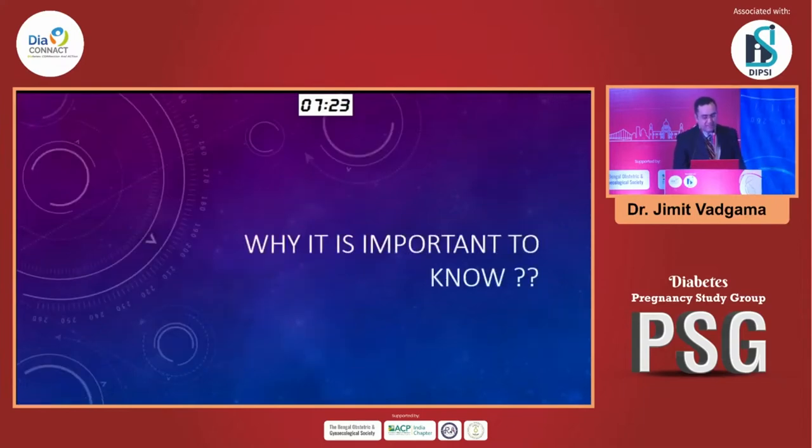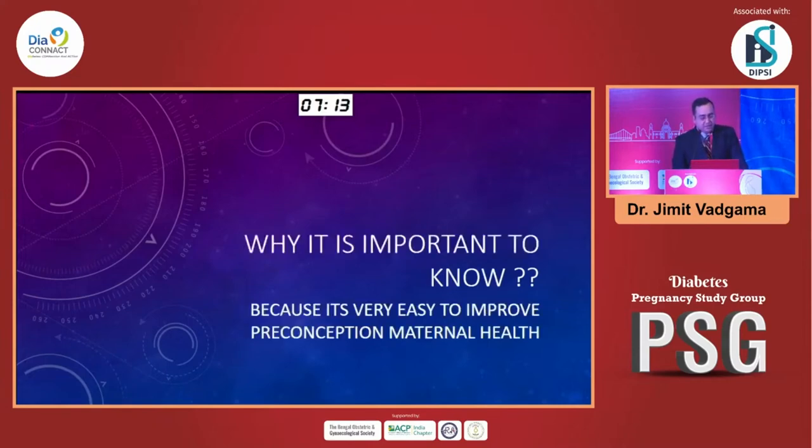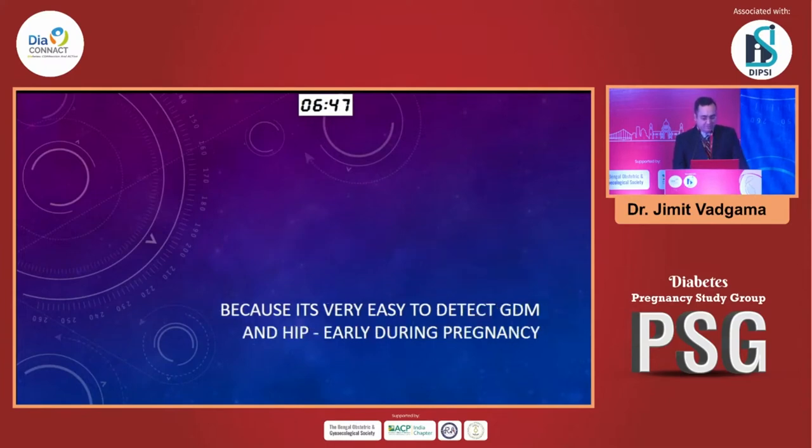Last part, why is it important to know? We have seen the actual medical problems, maternal and fetal complications, but there are a few things we need to understand about why it is important. Because, as Dr. Shaliman has perfectly told, it is very easy to improve preconceptual maternal health. We have to improve the health of mothers, or actually the women in the reproductive age group, to prepare them even before they become pregnant. This is very important to prevent gestational diabetes and future diabetes risk and metabolic risk to the mother and the baby both.